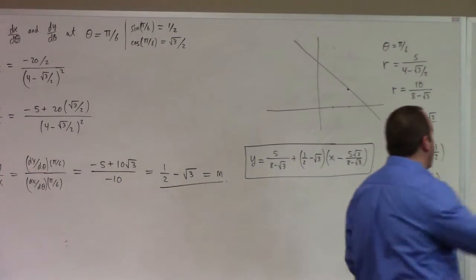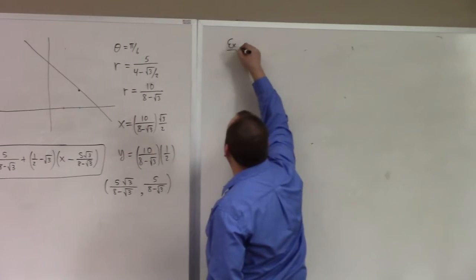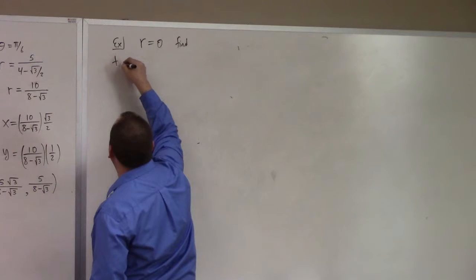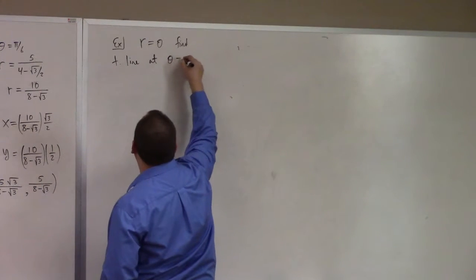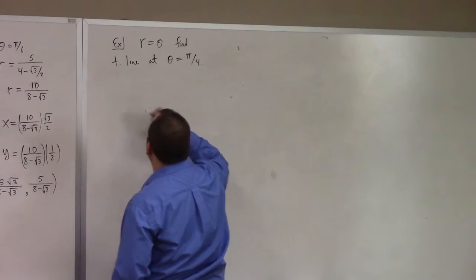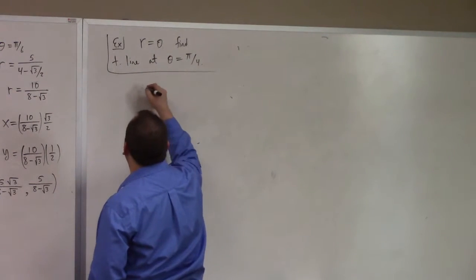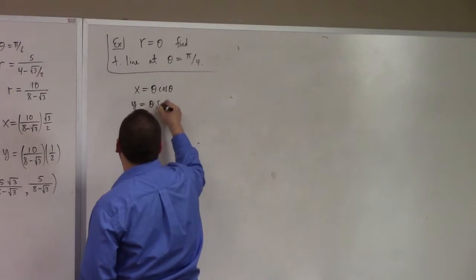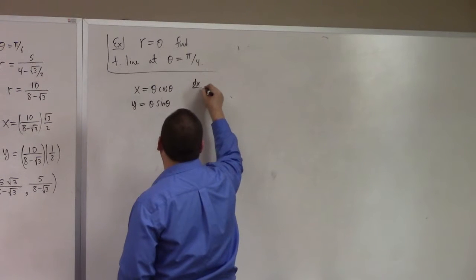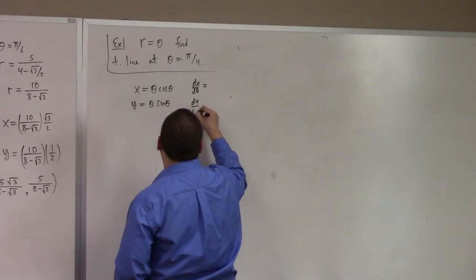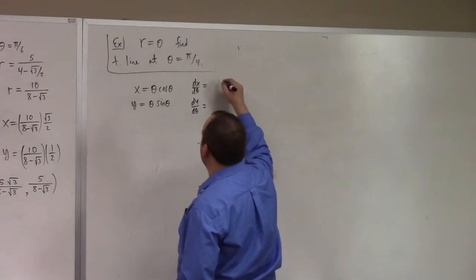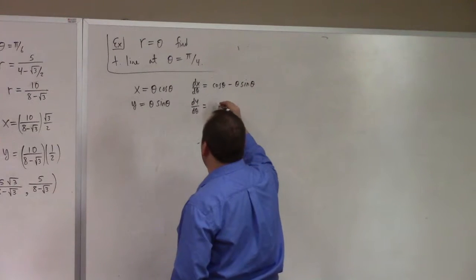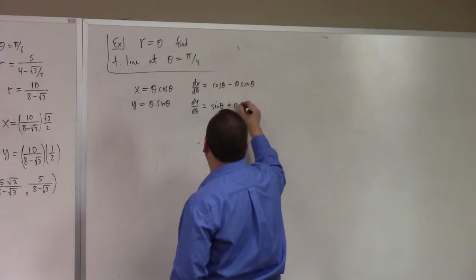Here, let me work a simpler example. If we have r equals theta, find the tangent line at theta equals pi over 4, right? So my parameterization here, x is equal to theta cosine theta, y is equal to theta sine theta. So dx d theta and dy d theta are what? We got ourselves a cosine theta minus theta sine theta. And here we got ourselves a sine theta plus theta cosine theta.